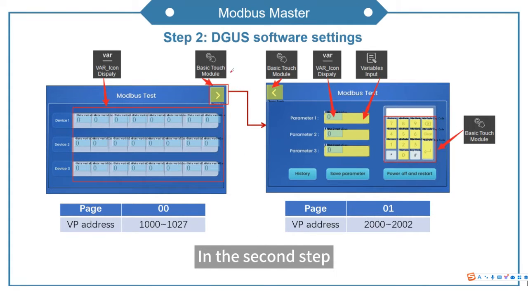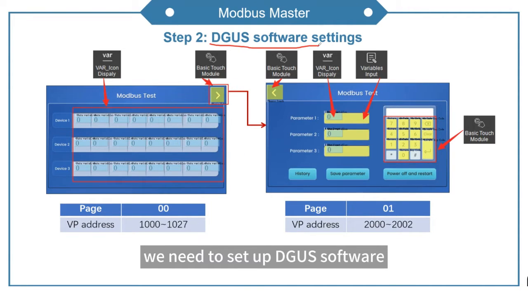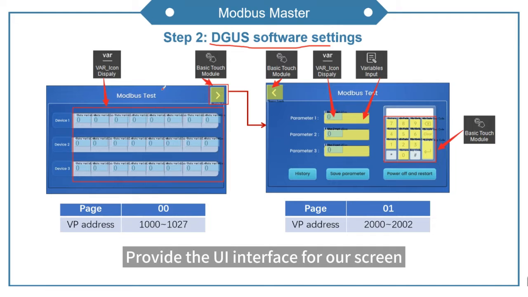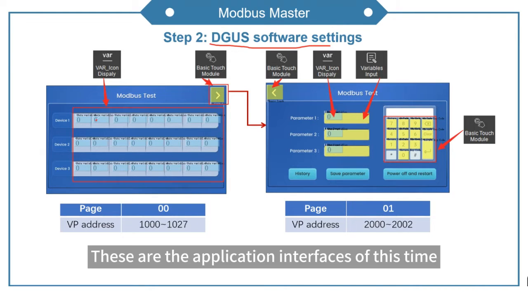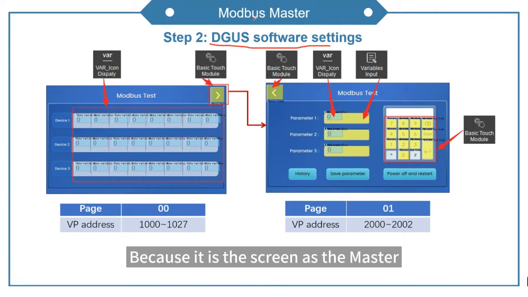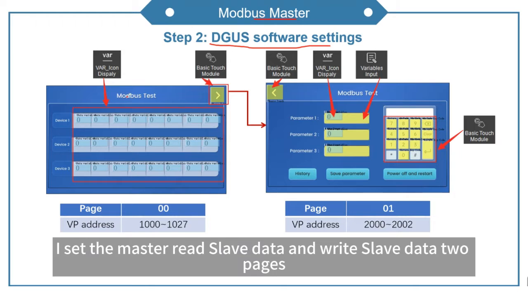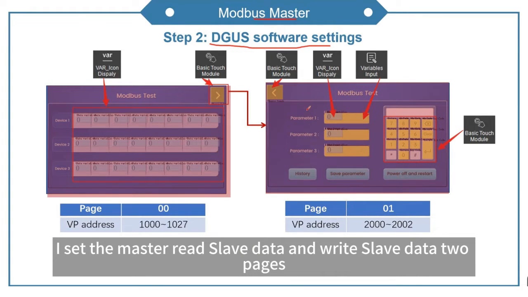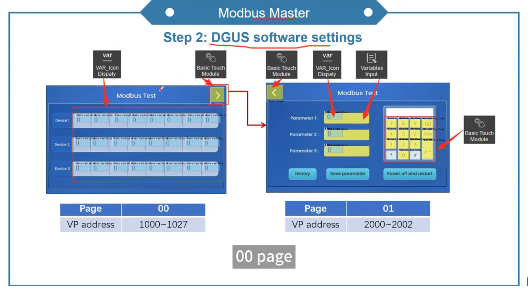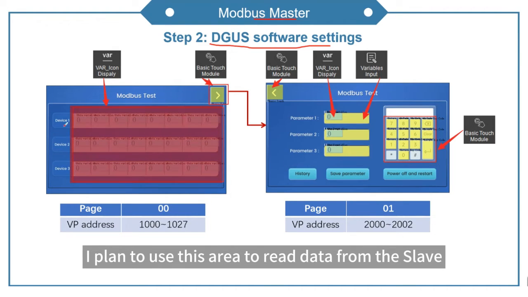In the second step, we need to set up DWIN software. Provide the UI interface for our screen. These are the application interfaces of this time. Because it is the screen as the master, I set the master read slave data and write slave data 2 pages. 00 page, I plan to use this area to read data from the slave.